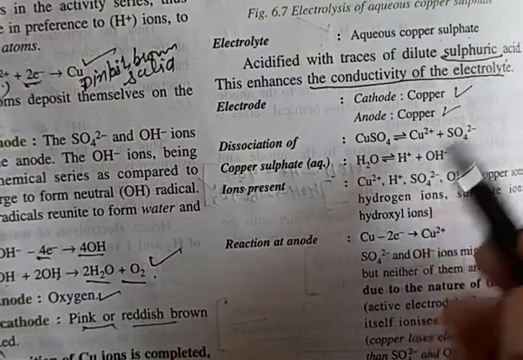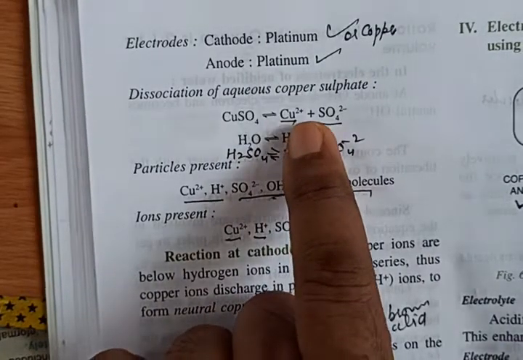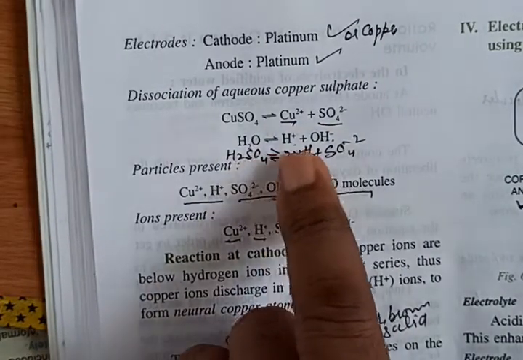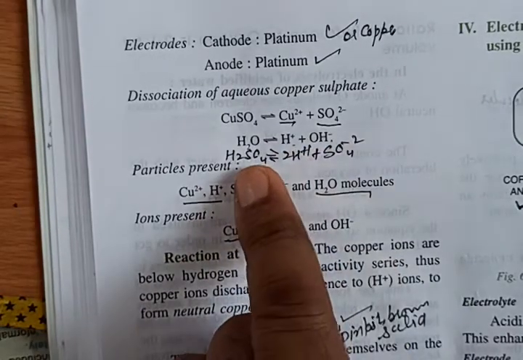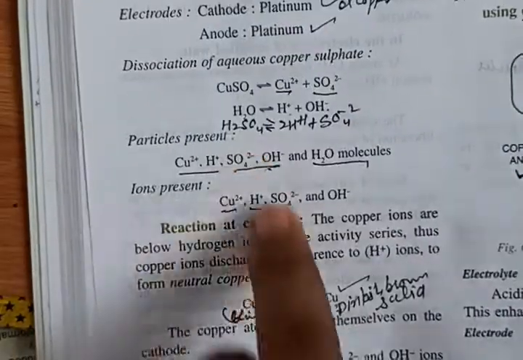Dissociation is similar. Copper sulphate dissociates to form copper and sulphate ions. Water dissociates to form H and OH ions. Sulfuric acid dissociates to form H and sulphate ions. So it is the same. The ions are the same, the molecules and particles are the same only.